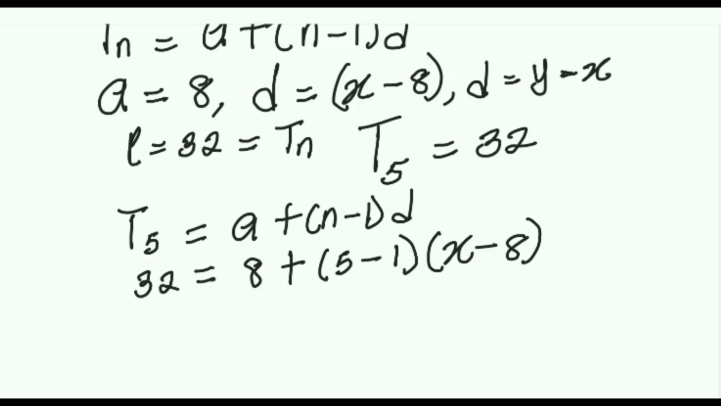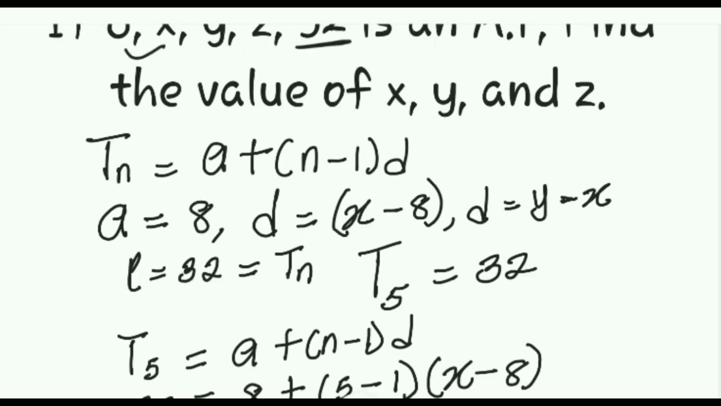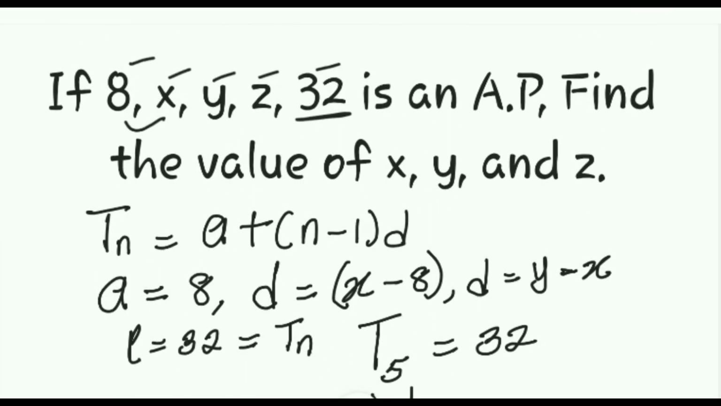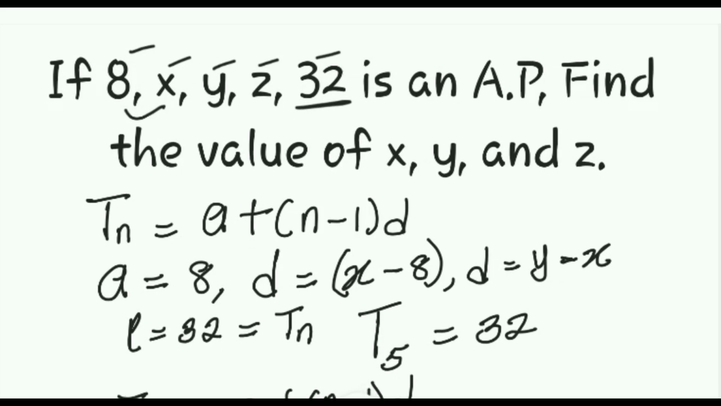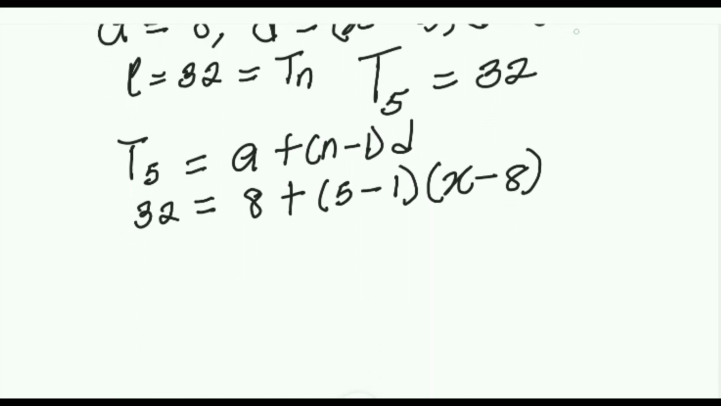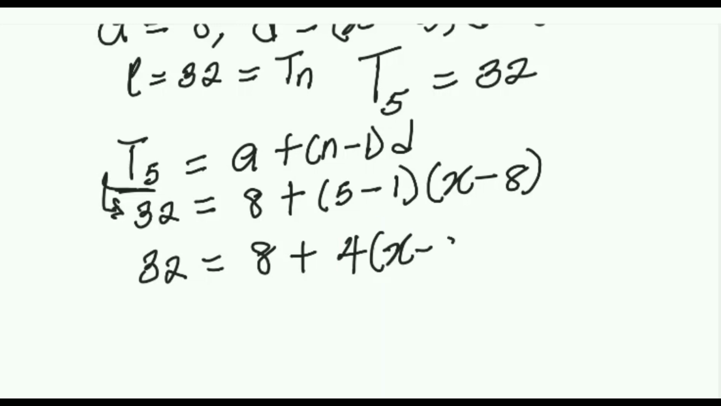Again, the value of the fifth term is 32. It is given to us from the problem. In the question, 32 is the last term, and that's also the fifth term. So I've just written that the fifth term is equal to a plus n minus 1 times d. Our n will be 5 because we're talking about the fifth term. And then I have substituted the value of the fifth term as 32. So 32 equals 8 plus 5 minus 1, that's 4, times x minus 8. I hope you understand that.